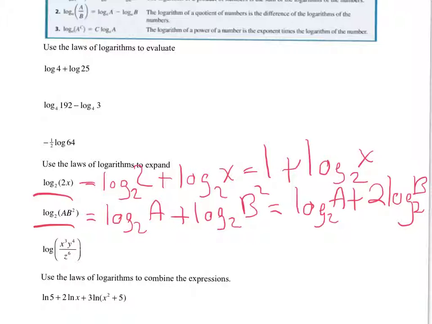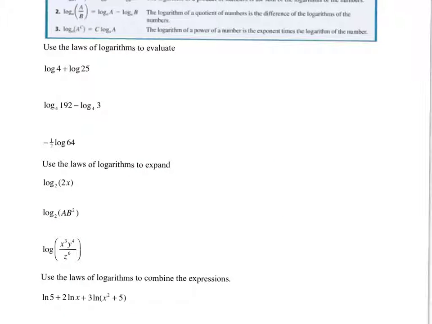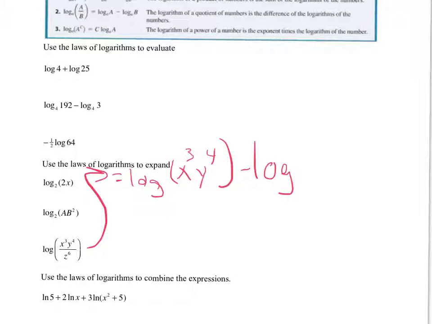Okay, this last one's going to take a little bit of room, so we'll take it and put it up here. So this is going to use the power rule, the quotient rule, and the product rule. Start with the quotient rule. So this is equal to the log of the numerator, which is x cubed, y to the 4th, minus the log of the denominator, which is z to the 6th power. Now in the first expression, we use the product rule. This is the log of x to the 3rd power plus the log of y to the 4th power.